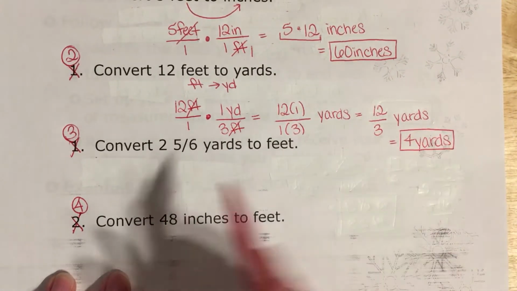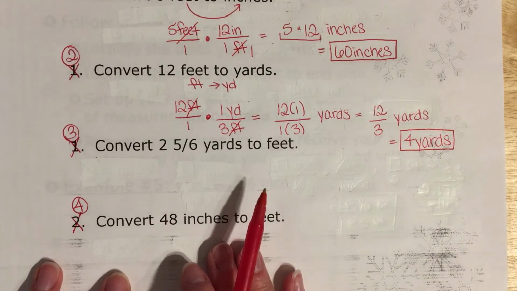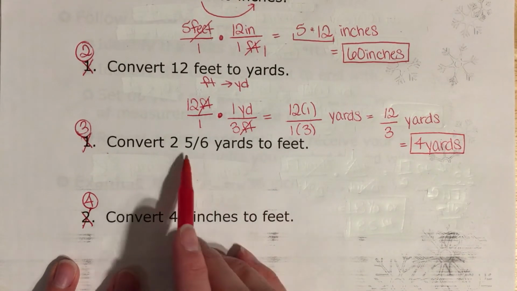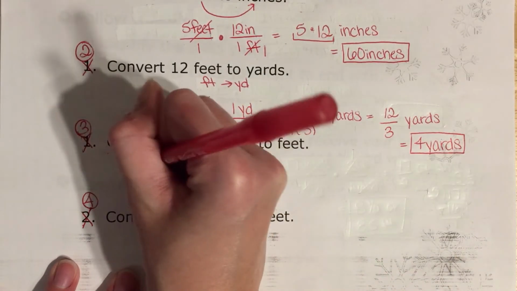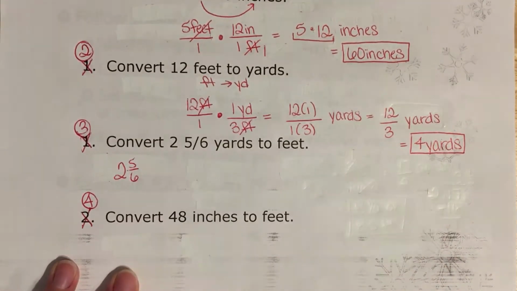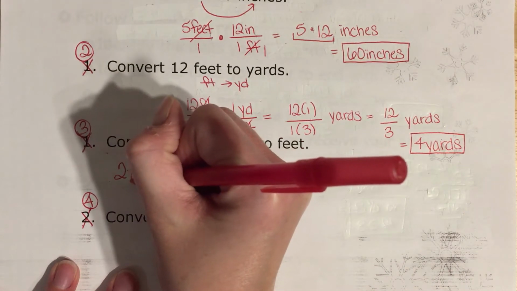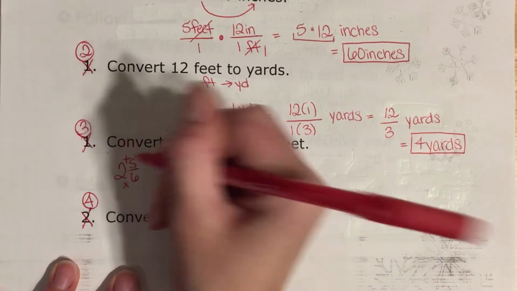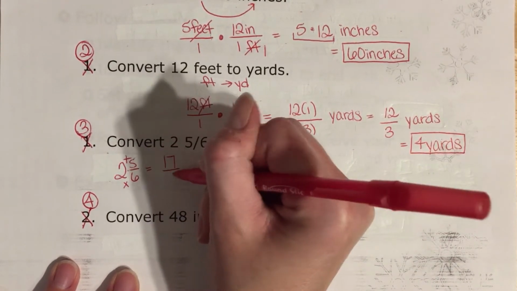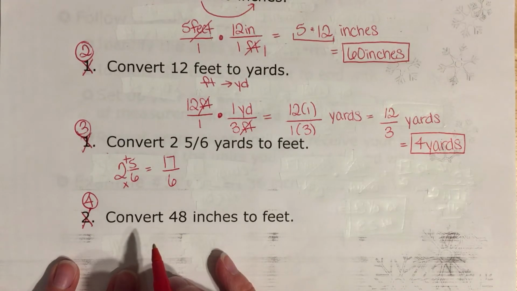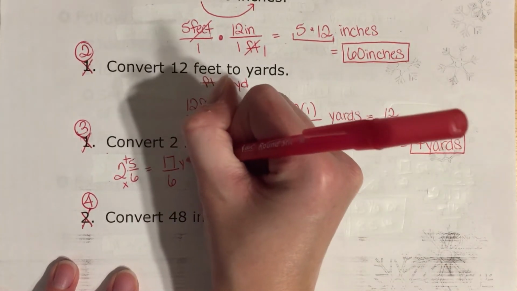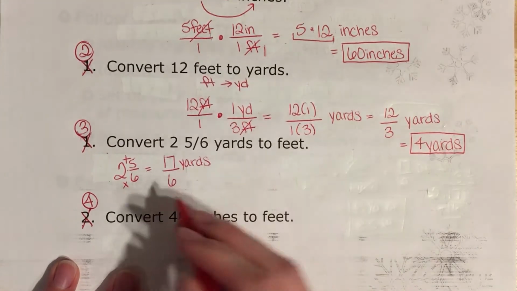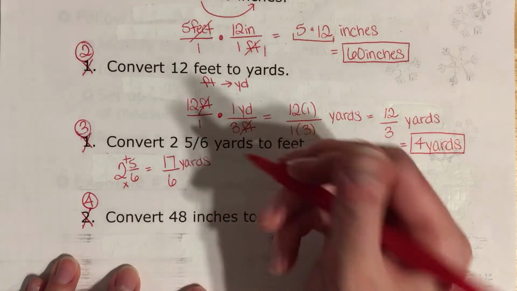Okay, number 3. Convert 2 and 5/6 yards to feet. Again, this is a review of fractions. Since we're multiplying, this 2 and 5/6 needs to be rewritten as an improper fraction. No mixed numbers. So 6 times 2 is 12, plus 5 is 17. So 17 over 6. Now, since we already have a fraction here, I'm going to put the yards in the numerator and leave it as 17 over 6 yards or 17 yards over 6. It doesn't matter. It's the same thing.